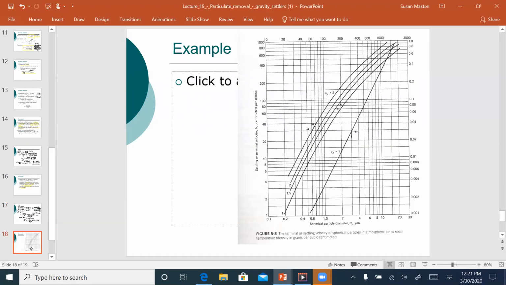I've also included this slide here. It just allows you to approximate the terminal settling velocity. So you can see we've got different densities and a spherical particle diameter. For instance, we had 50 microns, which is actually not on this one. Let's say we have 10 microns. You're just going to read this up here, and in this case it's a density of 1, and then you'll read across. That'll give you the terminal settling velocity.